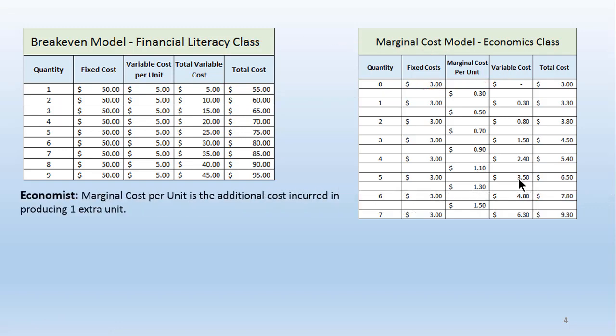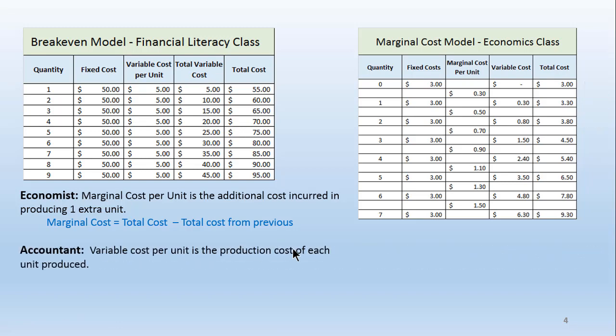But let's talk about how an economist describes marginal cost per unit. This is their definition from their book. It's the additional cost incurred for producing one extra unit. And they give you some interesting mathematics to find out what that is. So marginal cost is equal to total cost minus total cost from previous. So for example, this 70 cents right here comes from the difference between $4.50 and $3.80. So the peculiar part about the economist view is they don't tell you what is driving your marginal cost.